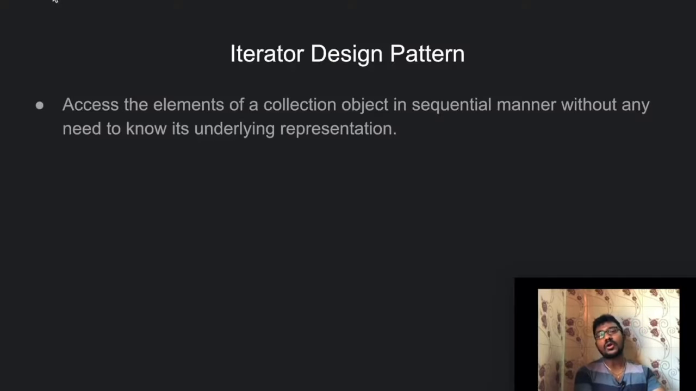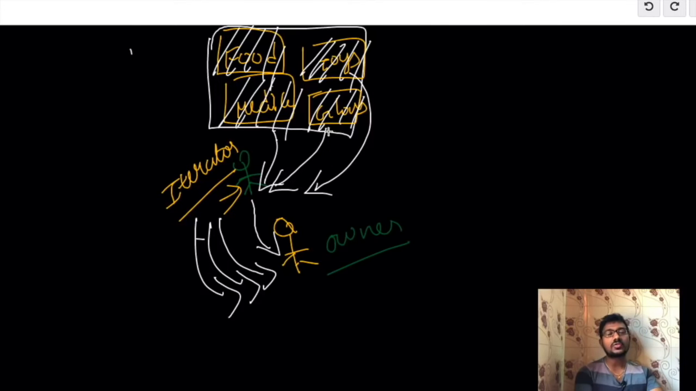So that's the point here: access the elements of the collection object in a sequential manner without any need to know its underlying representation. The owner needs to access these packages, but doesn't need to know the internal implementation, meaning how to handle those packages and the ways to handle them so that they won't get damaged. That is handled by this iterator.